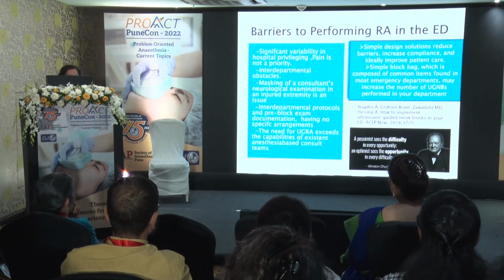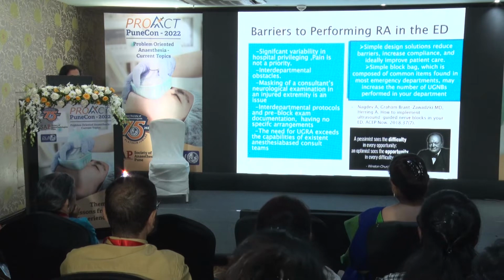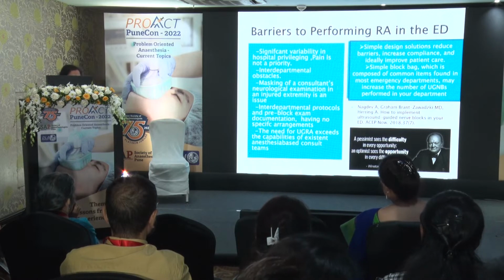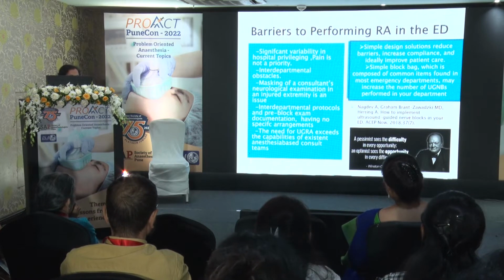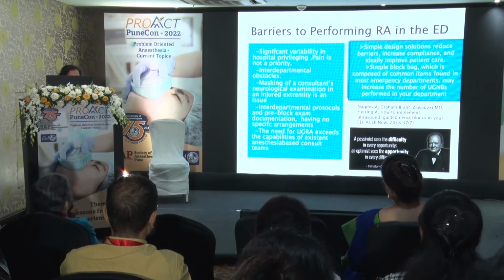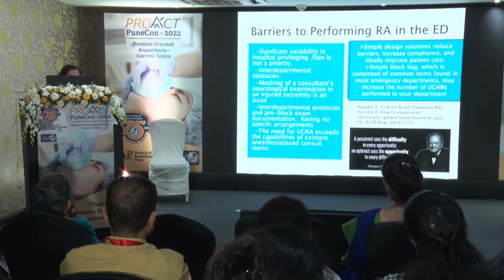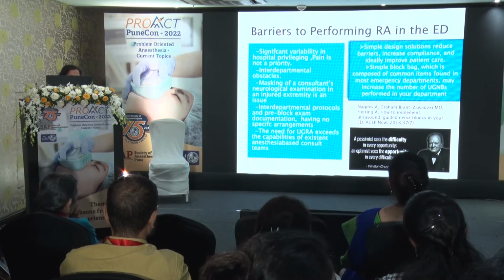So what are the barriers to performing these regional anesthesia blocks in the emergency department? There is a significant variability in the hospital privileging. So pain is not given a priority. There are interdepartmental obstacles. So masking of the consultant's neurological examination in an injured extremity is an issue. Interdepartmental protocols, pre-block examination documentation, and there is no specific arrangement. So these are the obstacles in giving the blocks in the emergency room.